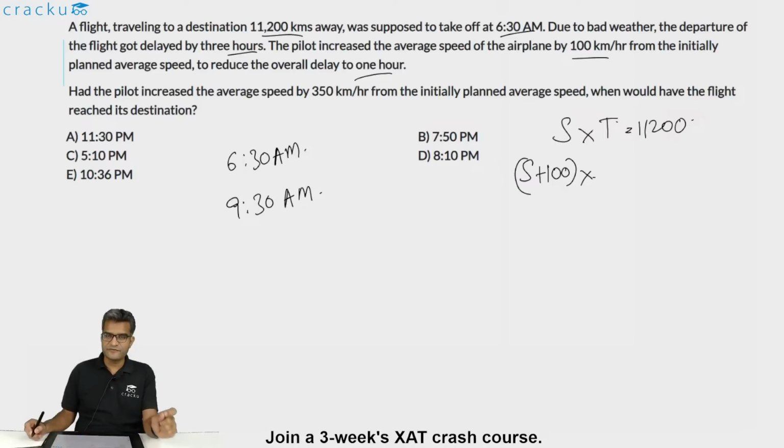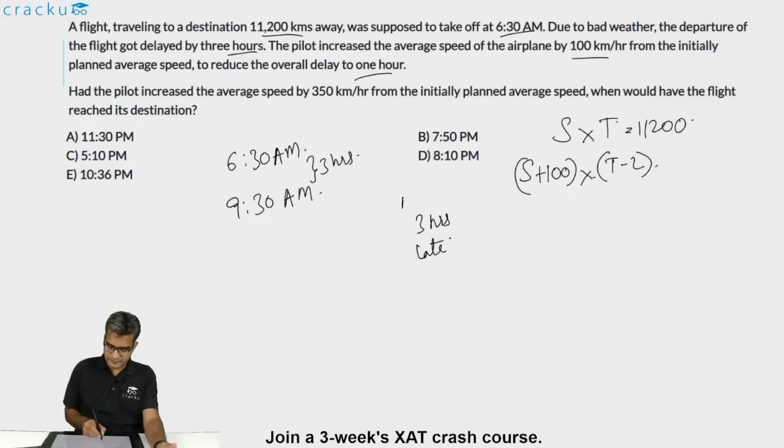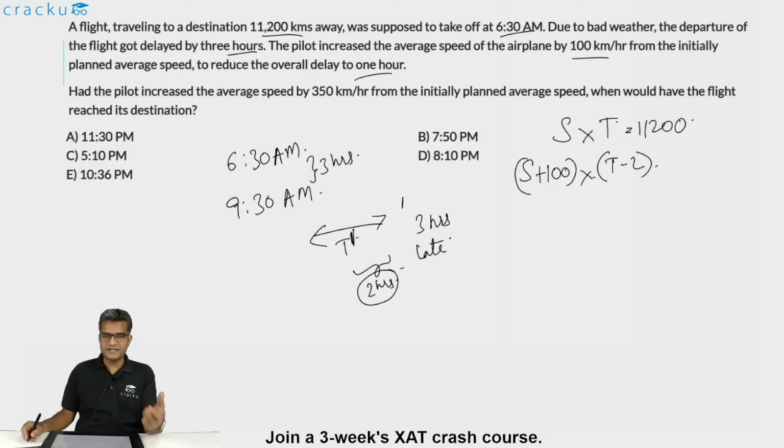And what is the time of travel? The time of travel is t minus 2. Why is it t minus 2? Because it is starting 3 hours late. So normally if it has taken t hours, it would have reached also 3 hours late. But because the speed was increased, it only reaches 1 hour late. So it was making up for 2 hours of the delay. So this would imply that the time of travel is, instead of t hours earlier, it is 2 hours lesser. So it is t minus 2.